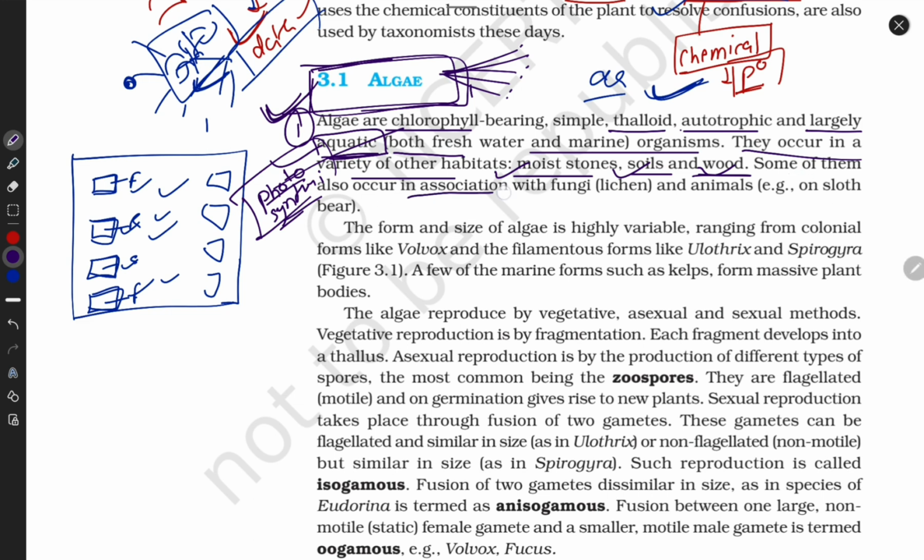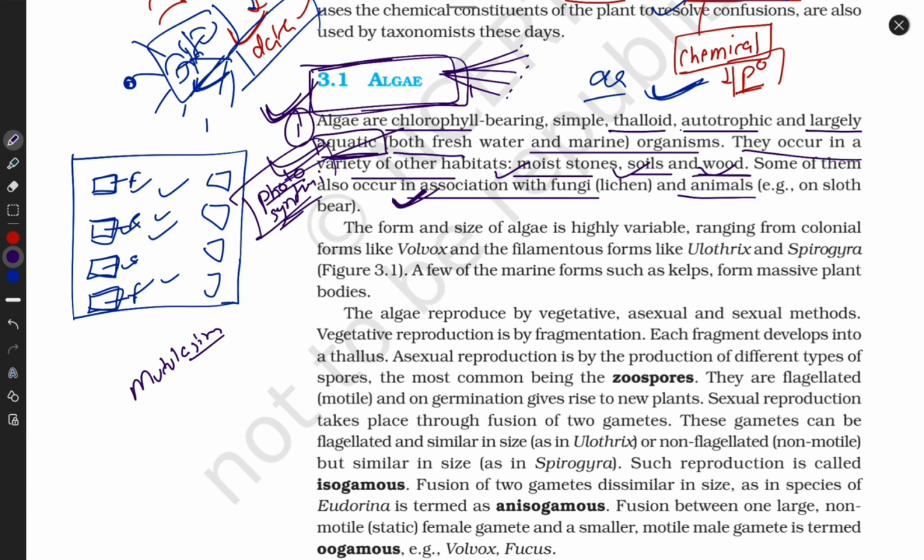Some of them also occur in association with fungi and animals. Guys, they make an association, a mutualism. These associations are most important for our environment. They give some benefits to our environment, so these relationships are important.